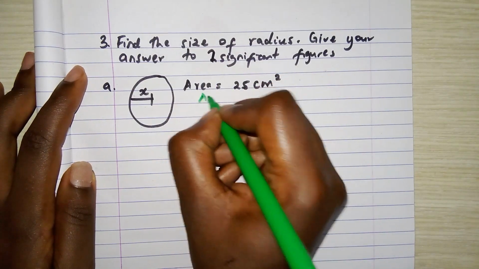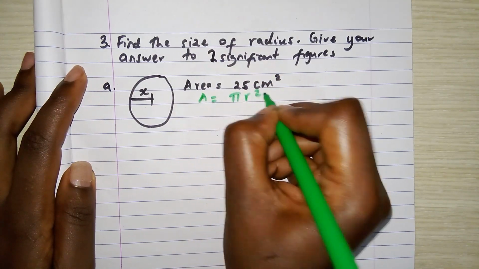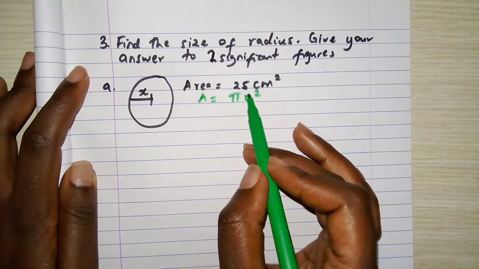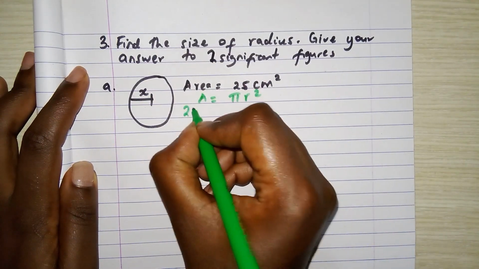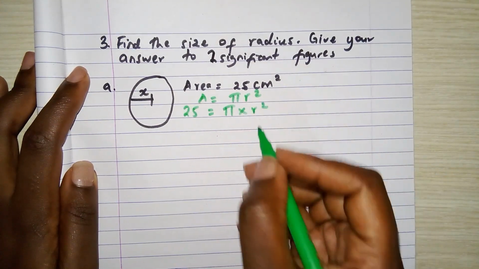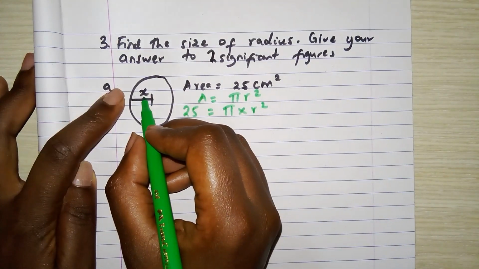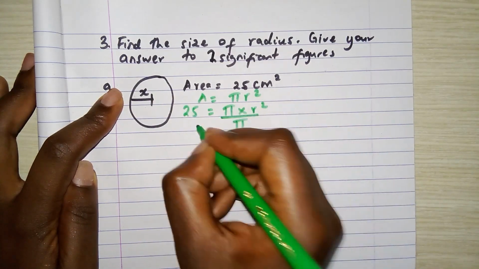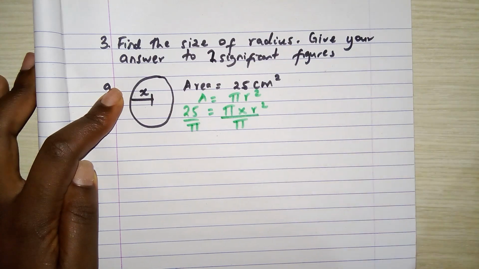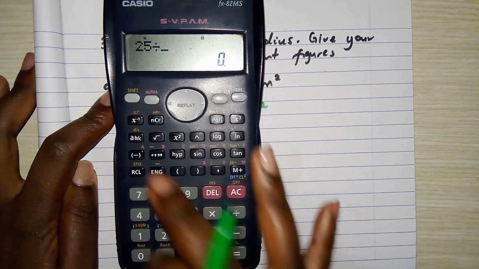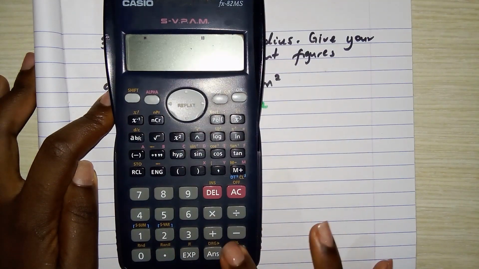So here we know that area equals pi r squared. So it's good you always write the formula. Now we can do substitution. The area is 25, and then we have pi times r squared. We don't know what r is. We are trying to find r. So to get rid of the pi, divide both sides by pi. So you can use the calculator. So 25 divided by pi.